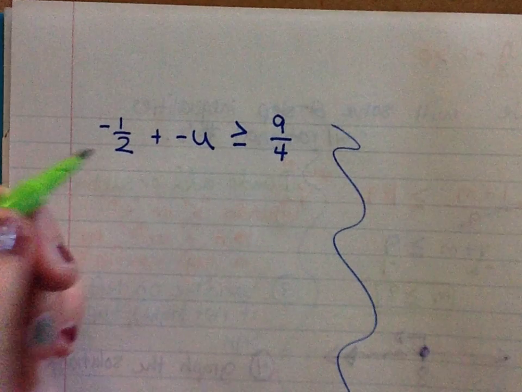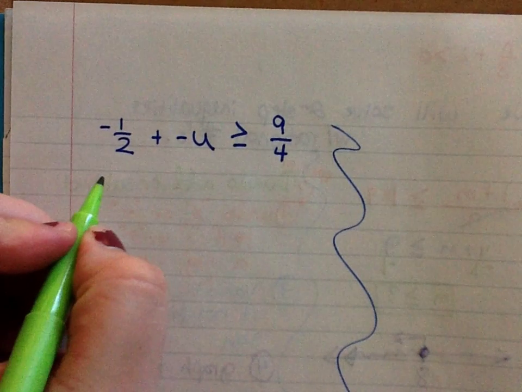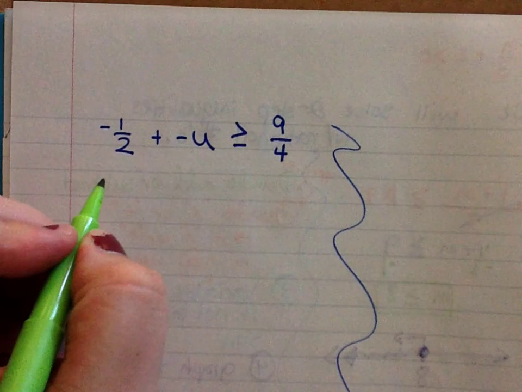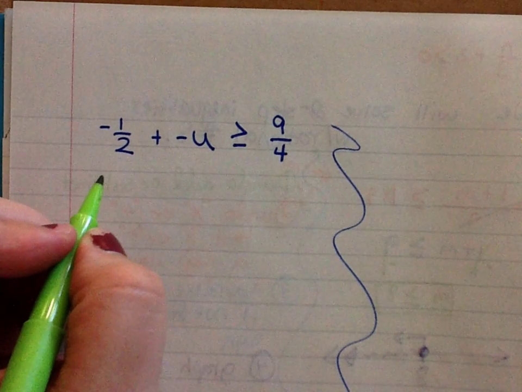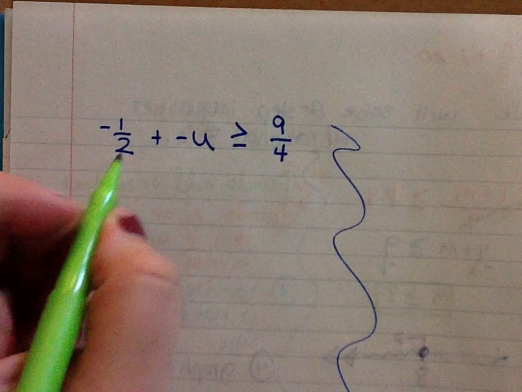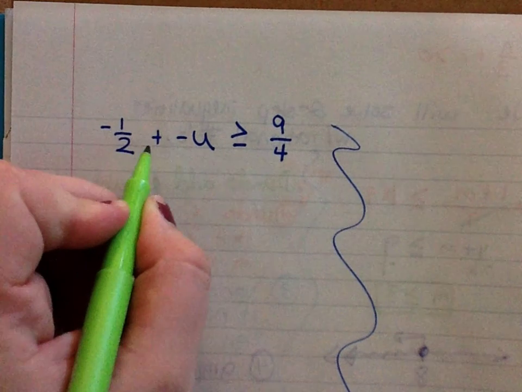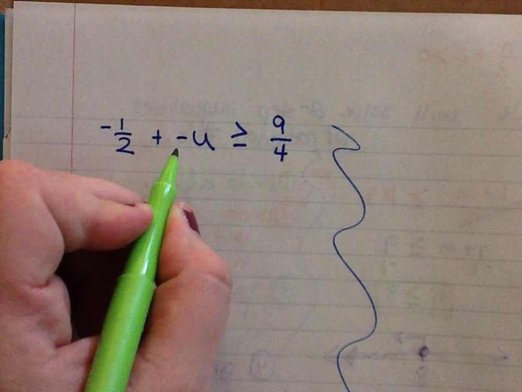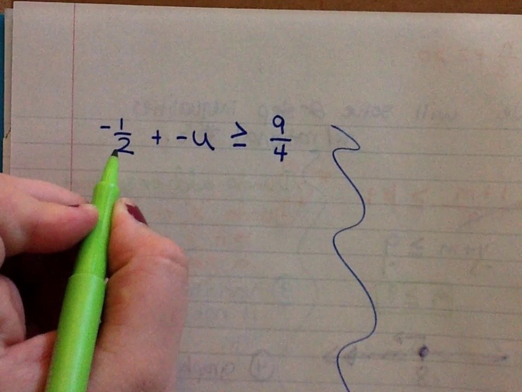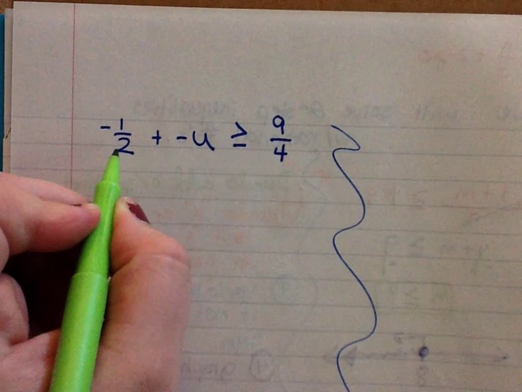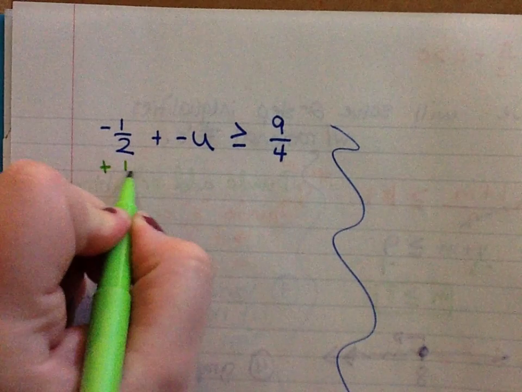Okay, undo, add, or subtract. Which number is being added or subtracted to you? Austin, okay, this negative 1/2 is being added to this negative u. Would you agree? I need to get rid of this negative 1/2. How do I make it 0? Add. The opposite of a negative 1/2 is a positive 1/2.